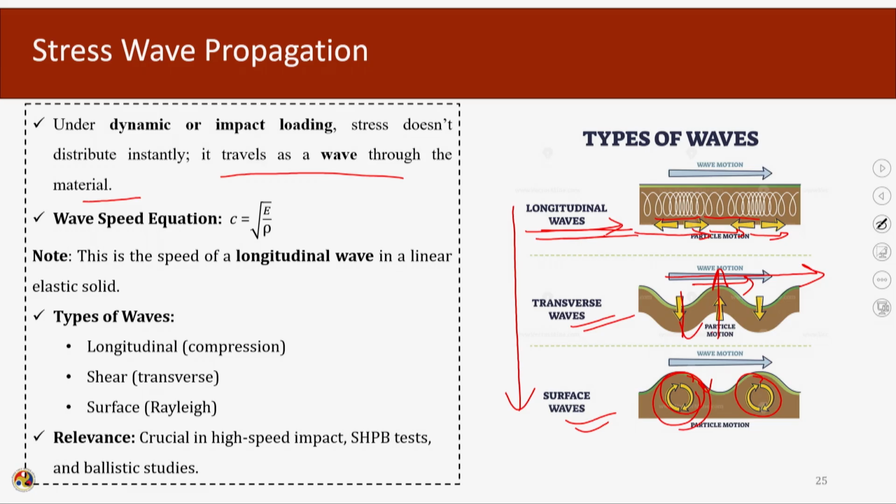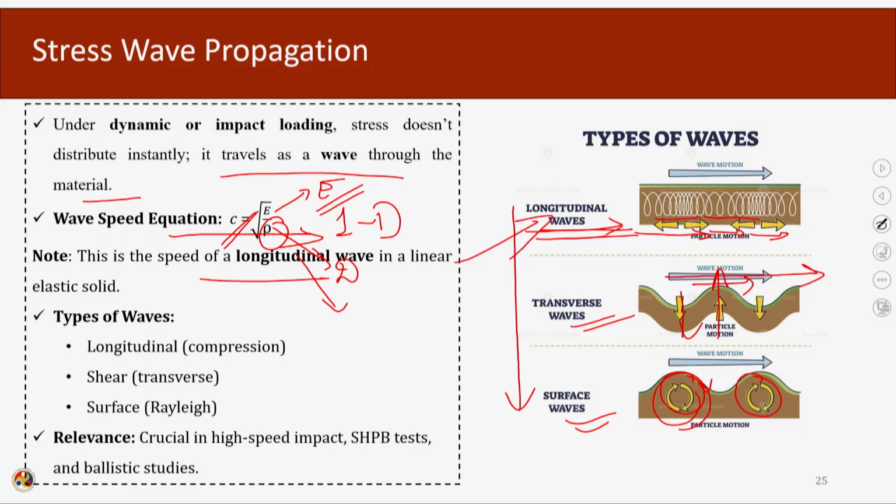So, there are different wave speed equations, that is how the wave is transmitting through the material. This is the typical one dimensional stress wave equation, where E is the Young's modulus and rho is the density of the material. So, the stiffer the material, the more the wave velocity; the denser the material, the less the wave velocity. This is the speed of a longitudinal wave, so this will mimic the wave speed in an elastic solid.